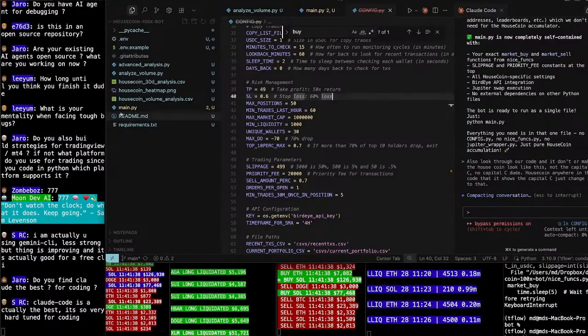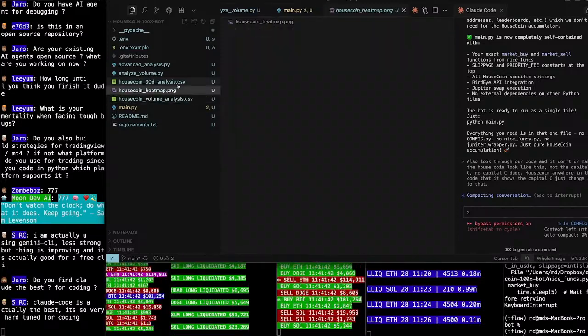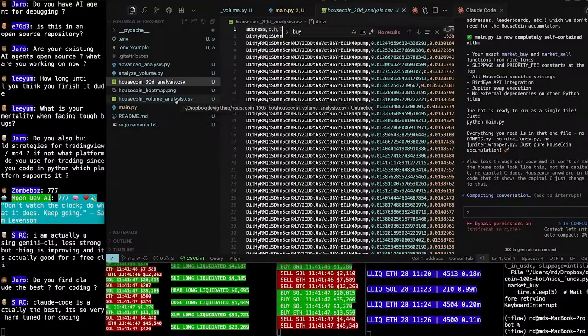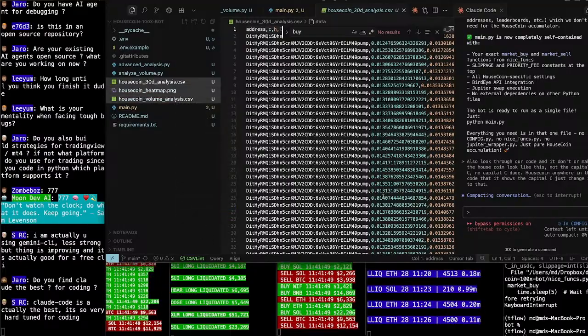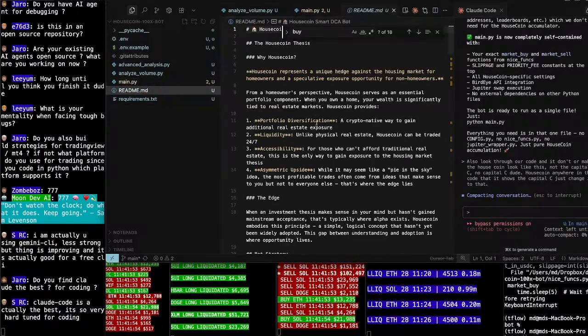So let's look through some of this. What is this heat map stuff? Housecoin volume analysis, heat map, Housecoin 30-day analysis. We're going to delete all this. I wanted this to be super clean. Main.py, README.